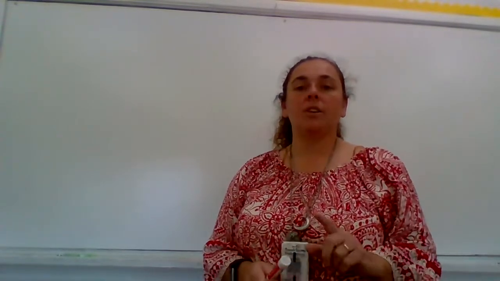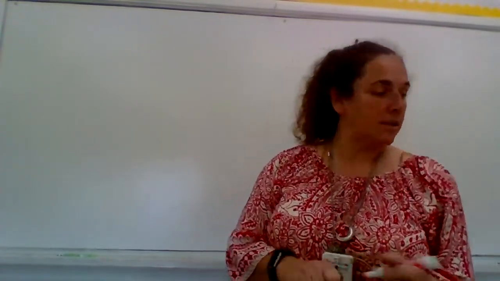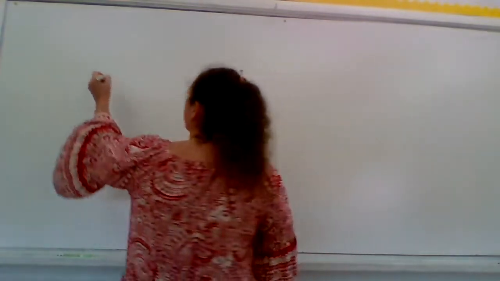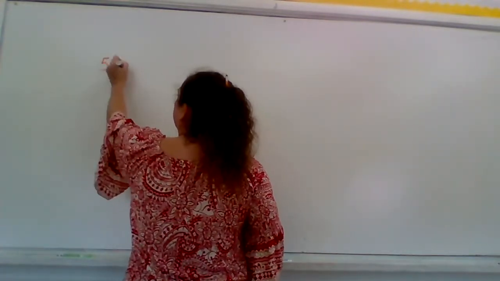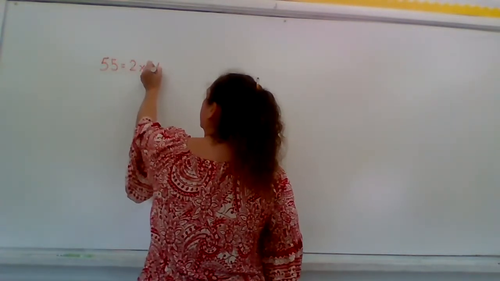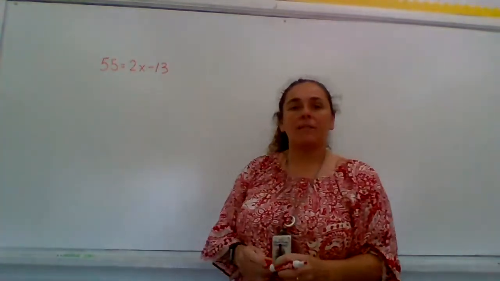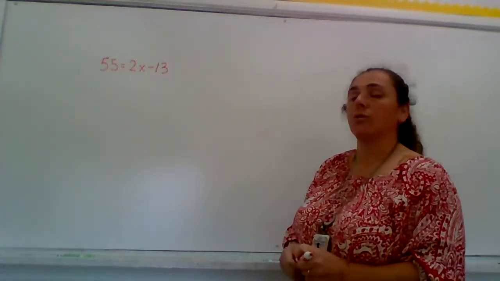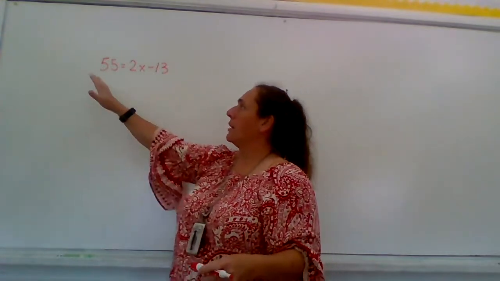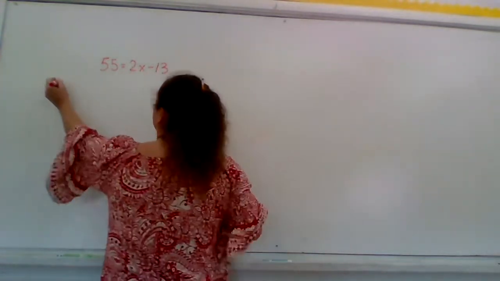All right, today we're going to finish multi-step equations. So here's the first one we're going to look at. We have 55 equals 2x minus 13. Remember, we really like our variable first, so I'm going to flip this.